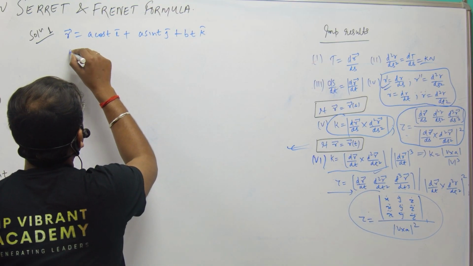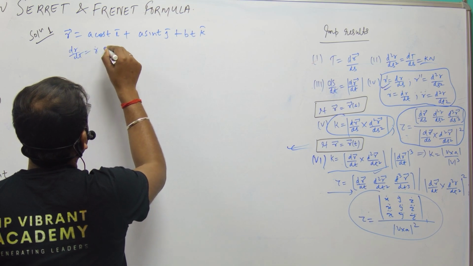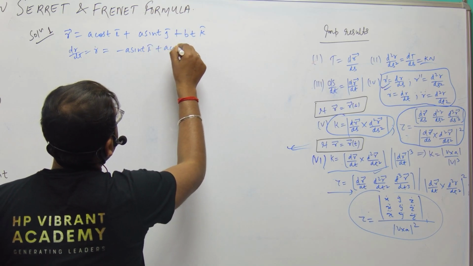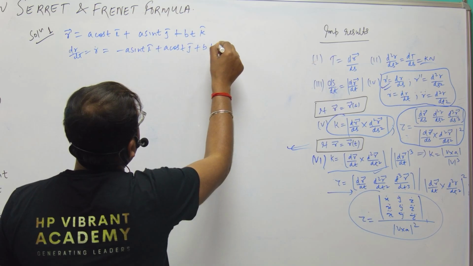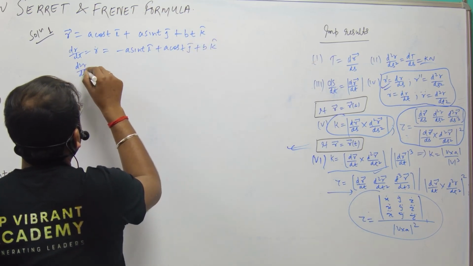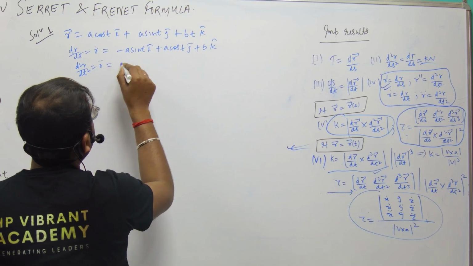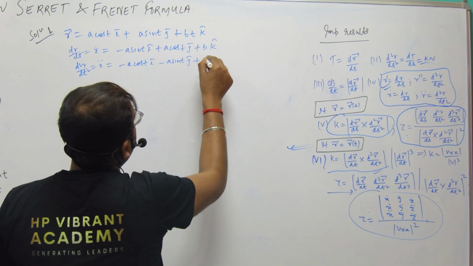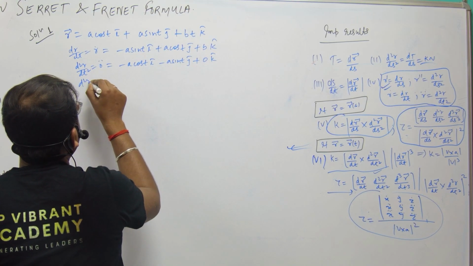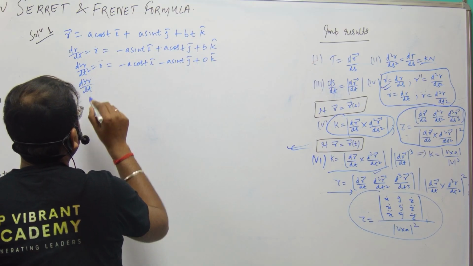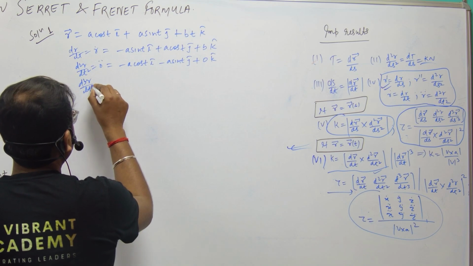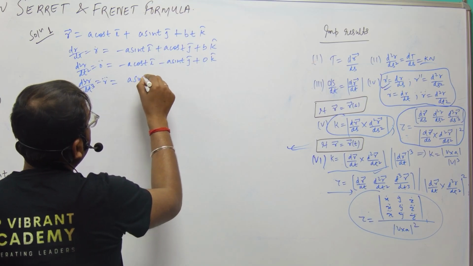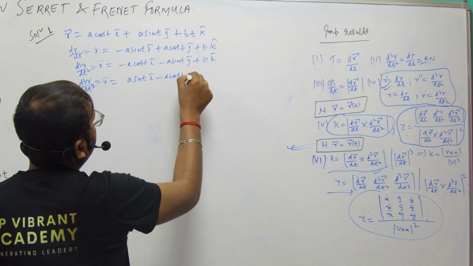Let us find dr upon dt. dr upon dt is r dot, equal to minus a sin t i cap plus a cos t j cap plus b k cap. d2r upon dt square is r double dot, equal to minus a cos t i cap minus a sin t j cap plus 0 k cap. The triple derivative d3r upon dt cube, r triple dot, is equal to a sin t i cap minus a cos t j cap.